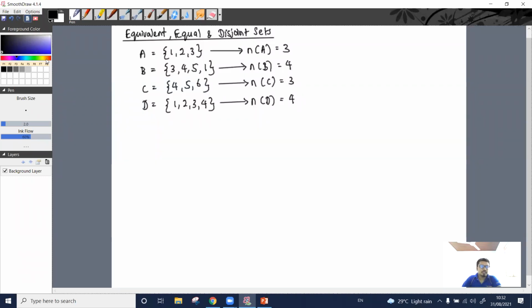Here what you can observe, the cardinal number of set A equals the cardinal number of set C. There are 3 elements in set A and there are 3 elements in set C as well. Therefore, we can say A is equivalent to C. Why I said equivalent? Because there are the same number of elements.